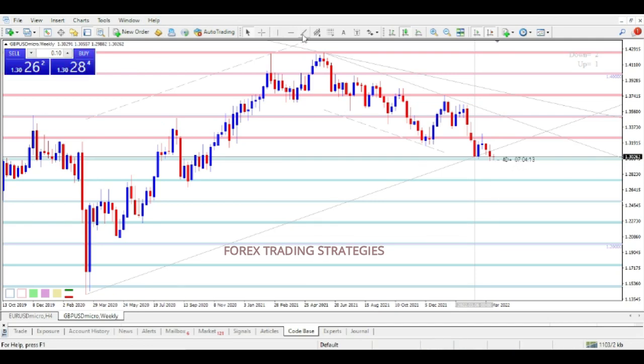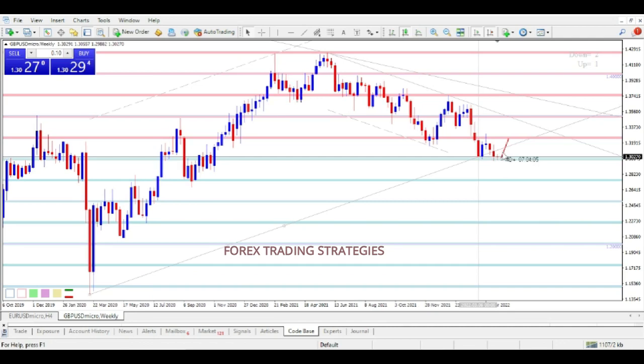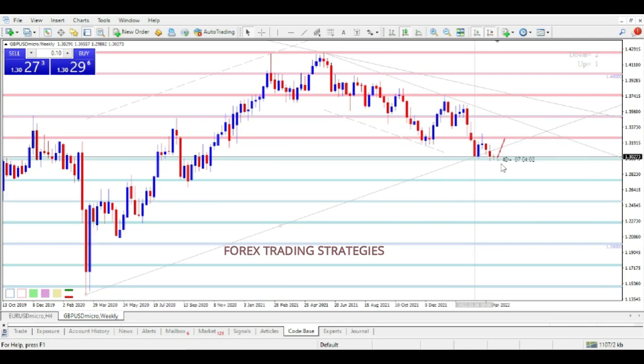So what we want to say is, how are we going to react with this level? Are we going to push back up, or are we going to break it down and continue to the next level?